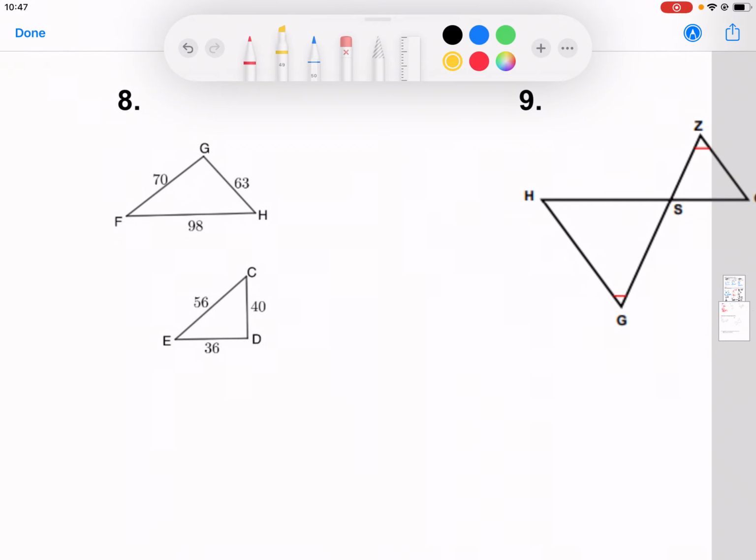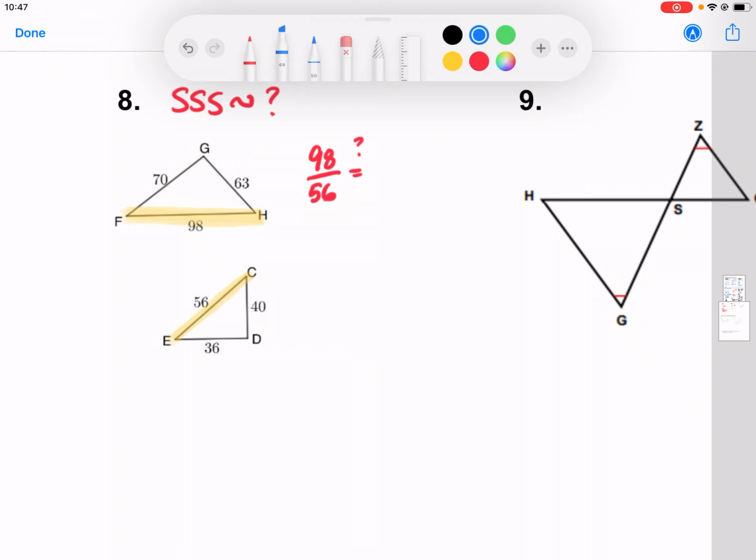Okay, number 8. This one has all 3 sides, so we're going to check to see if this has side similarity. That's what we're looking for on this one. And that's a big question mark. We're not sure. So let's just map each side to which side it needs to be mapped to. So the longest side in this big one is 98. So that should go with the longest side in the other one, which is 56. So I'll have 98 over 56.